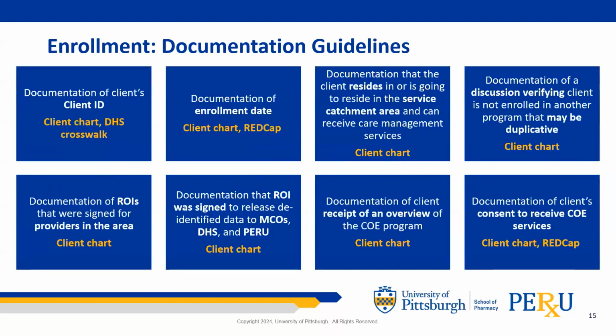There are several documentation items for COEs related to enrollment. However, many of these are likely part of most COEs' current processes, and if they are not, they should be relatively easy to incorporate into notes within the chart. First, COEs must document the client's client ID. This should be documented in the client chart and in the quarterly crosswalk that COEs provide to DHS that shows the link between the client's MAID and their REDCap ID.